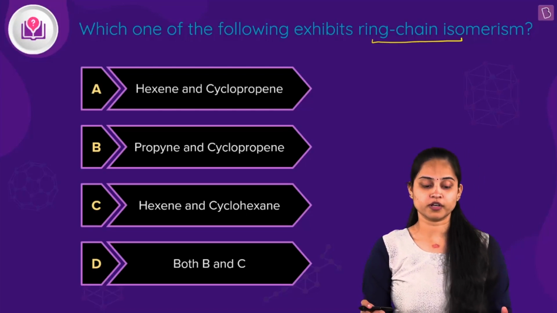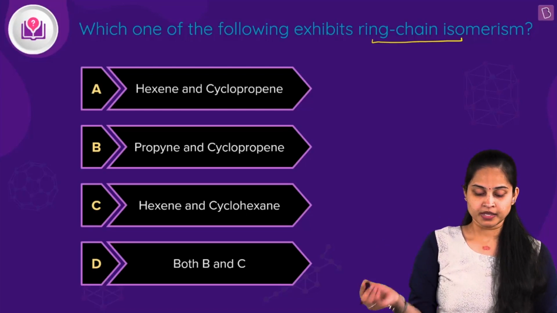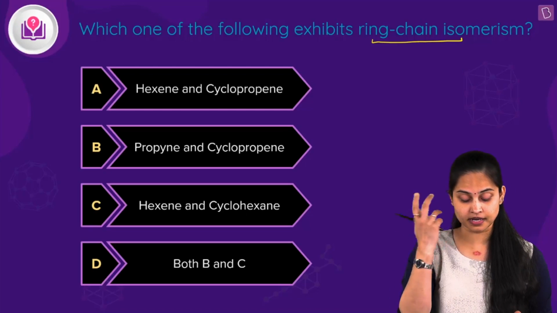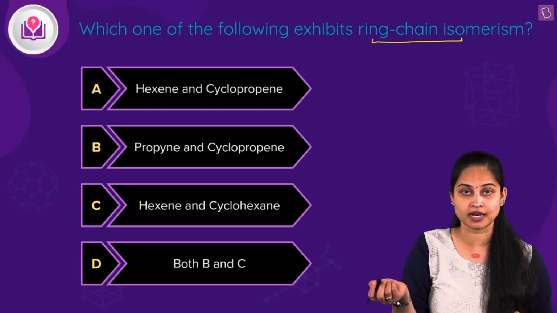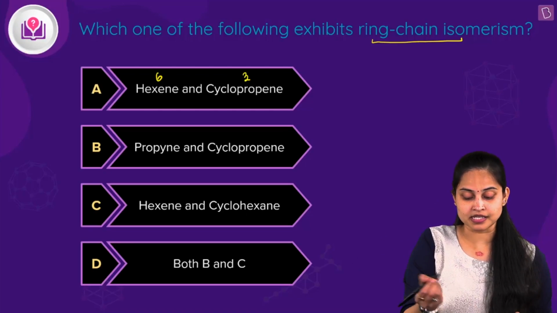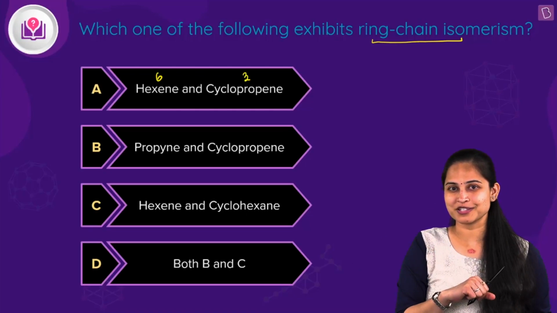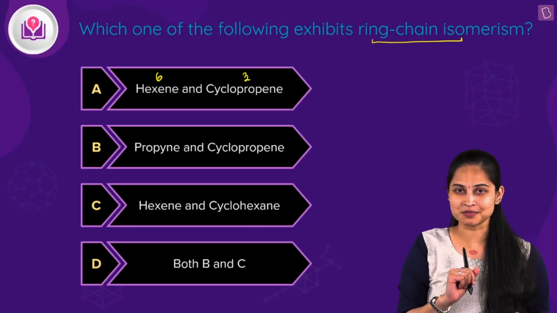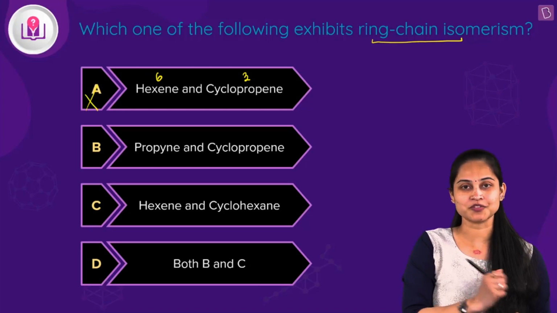If I just look at hexene and cyclopropene, in hexene we are having 6 carbon atoms basically, and in cyclopropene we are having 3 carbon atoms. Okay, and in hexene 6. So the molecular formula is different, because the number of carbon atoms are different. So option number A, out of the race.